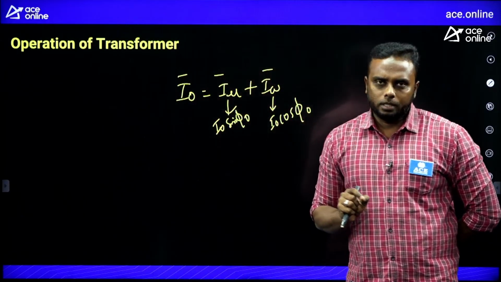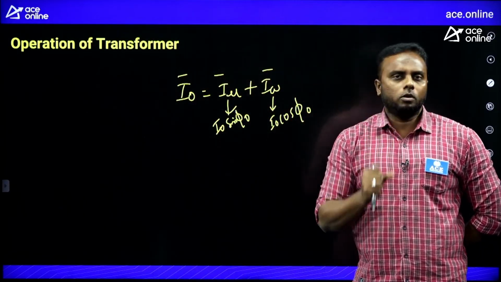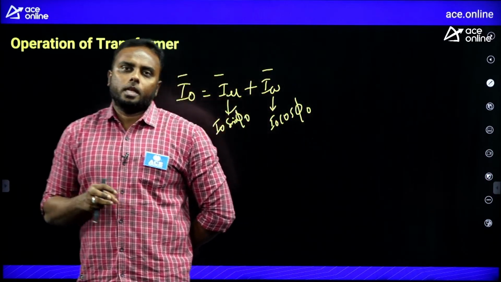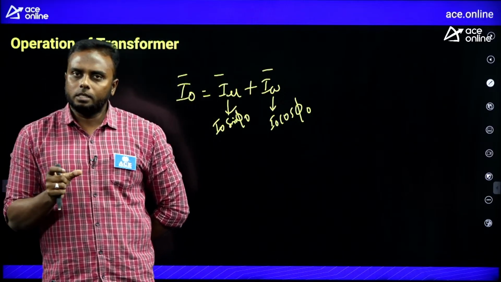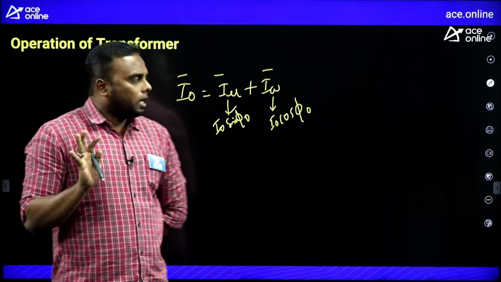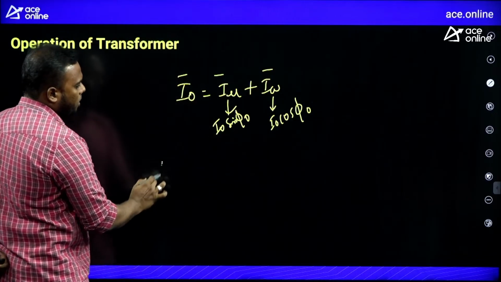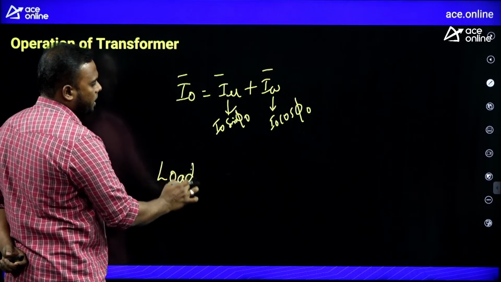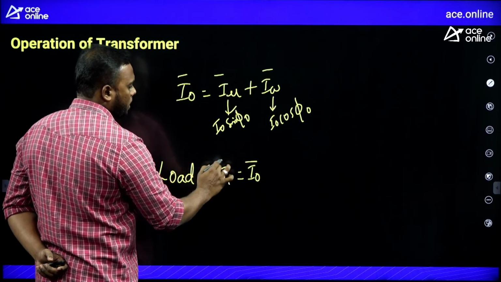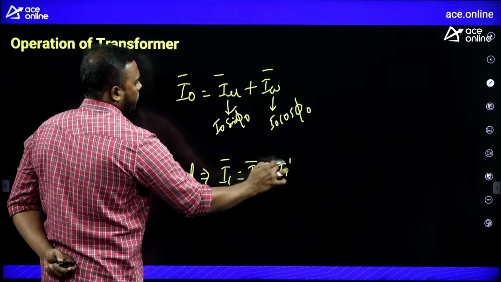Next, in load operation, whenever a load is connected to the transformer, a current will flow on the primary side, called I1 dash, which is the load component of primary current. Then what is the total current drawn by the transformer under load condition? I1 is the sum of 2 currents: one is the no load current, plus the load component of primary current.